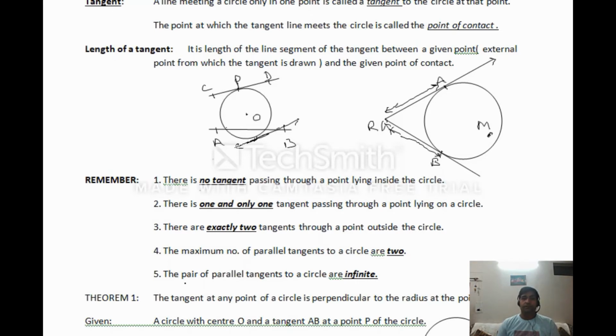Now the fifth one, the pair of parallel tangents to a circle. Okay, look at this. One pair of parallel tangents is this. You can draw one tangent here and the tangent parallel to this from this side. So you can say this is another pair. You can draw one tangent here and opposite to it you can draw one parallel to this, right?